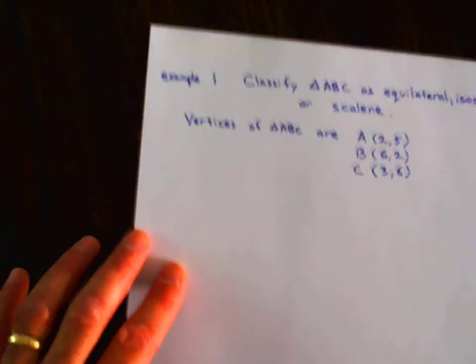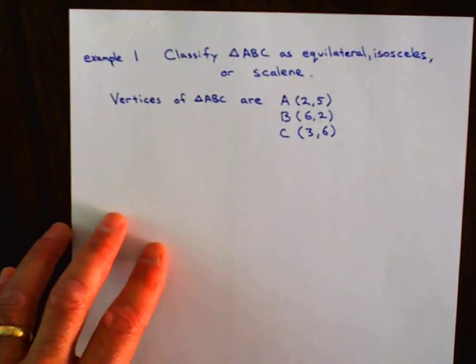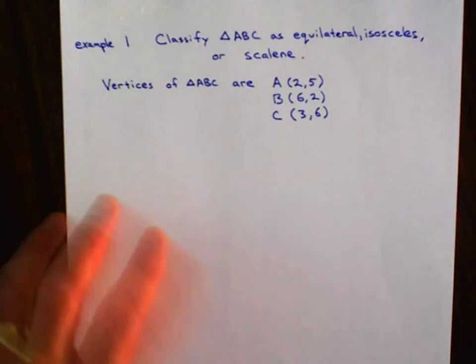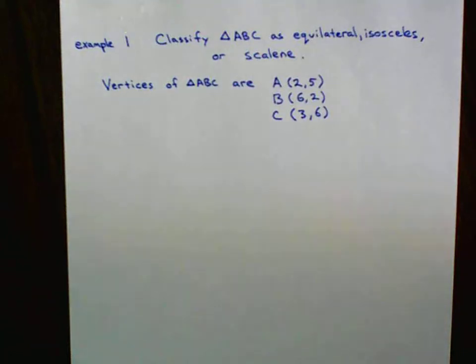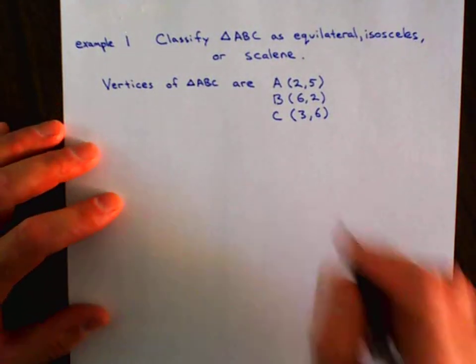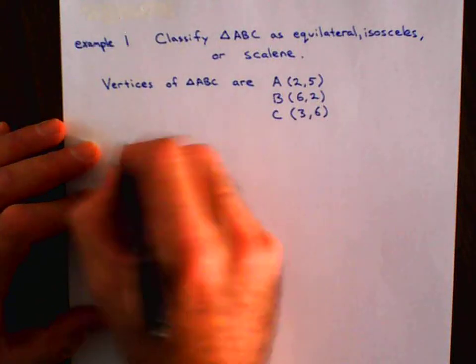So our first example as we review this is as given here. Example 1, classify triangle ABC as an equilateral, isosceles or scalene triangle. Vertices of triangle ABC are (2, 5), (6, 2), and (3, 6). So first off, I'm going to look at those first two vertices.